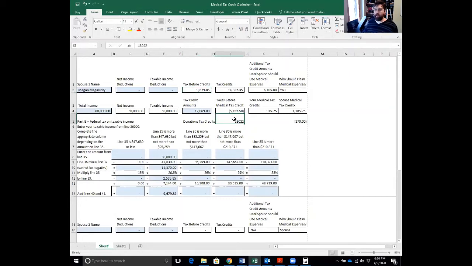So do you know what? I don't need to claim all of this. So what I can do is I can reduce it. Let's reduce this to 0 right now. How many more tax credits do I need to bring my tax to 0?